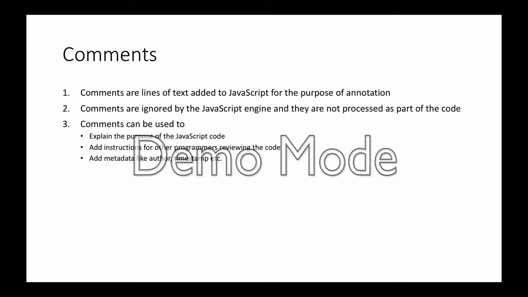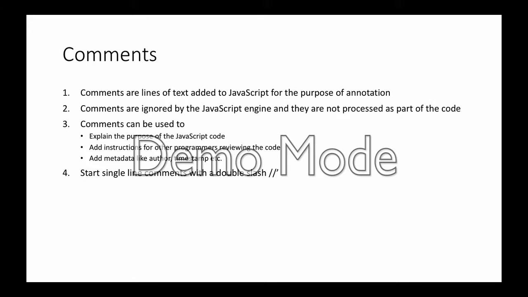And finally, comments can be used to add metadata. So for example, if I wanted to add the author or the timestamp I made a change, that could also be done by comments. So when I'm using comments, or when you want to use comments, you precede every line of comment with a forward double slash.